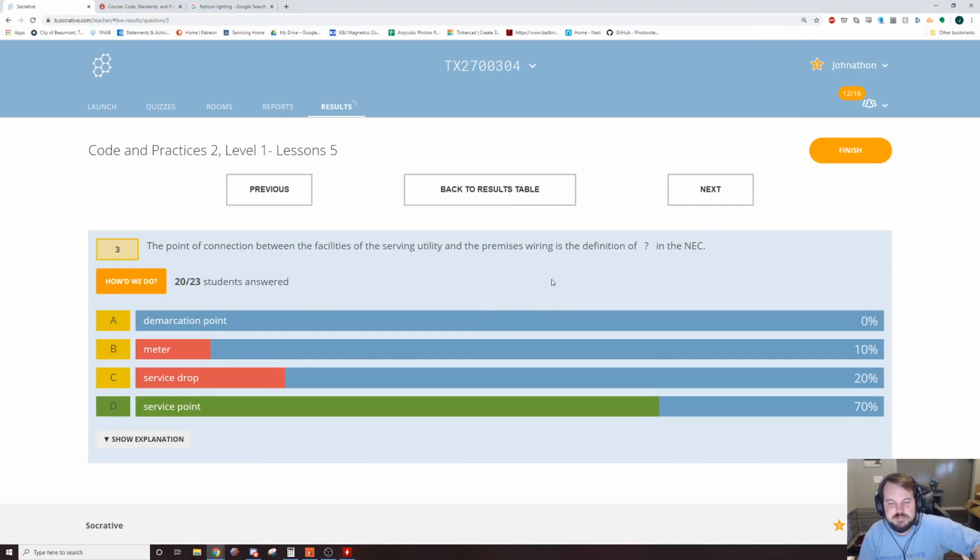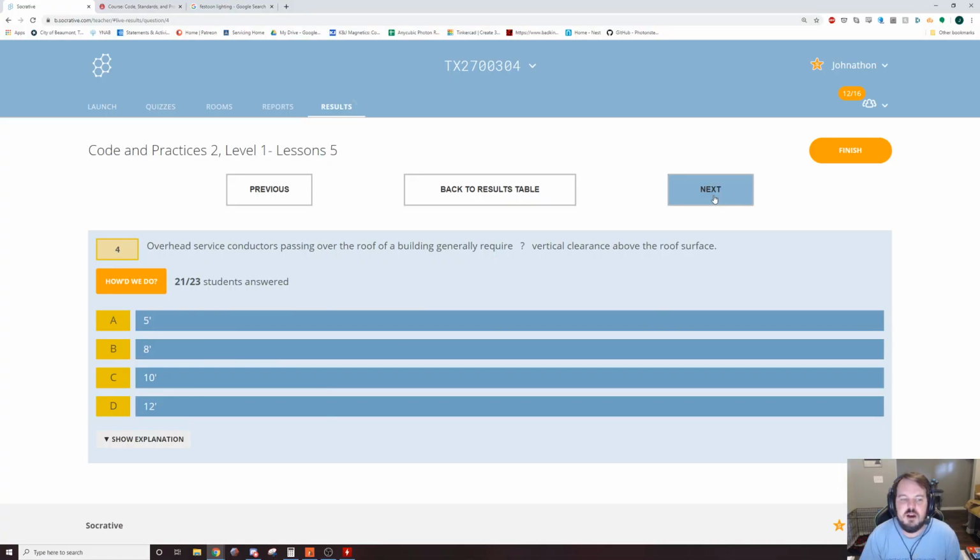Another definition. No reason to spend any more time on that. Overhead service conductors passing over the roof of a building. Vertical clearance. This is going to be service conductors vertical clearance. Is 8 foot. You're going to want to look up service conductors, which I want to say is 220. But I could be wrong. It is not 220. 230 is services.